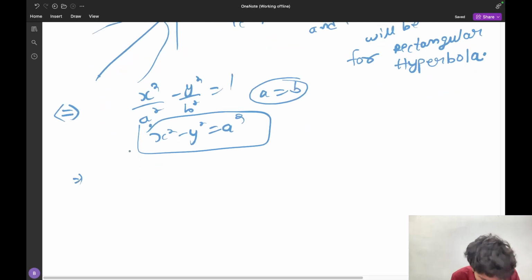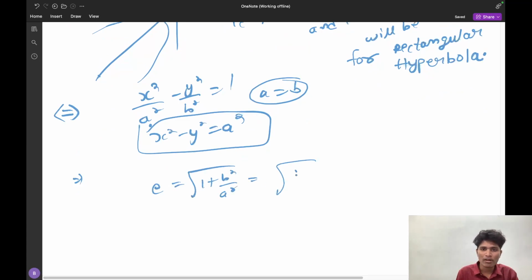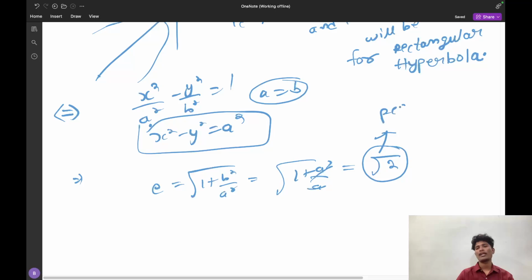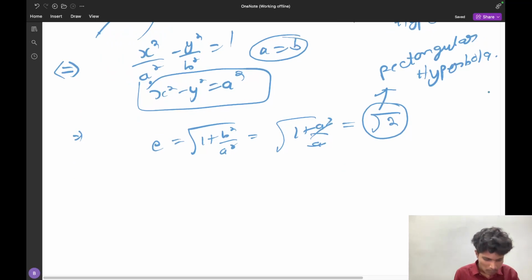And if I generalize this one, the eccentricity will be e is equal to root of 1 plus b square by a square. But here a is equal to b, so 1 plus a square by a square. It will cancel. So the eccentricity will be root 2, fixed root 2 for a rectangular hyperbola. For a rectangular hyperbola, what is the eccentricity? If it is asked in JEE Mains, you just have to report it as root 2. But they will not ask like that. They will give you a question where you have to use the eccentricity of the rectangular hyperbola.